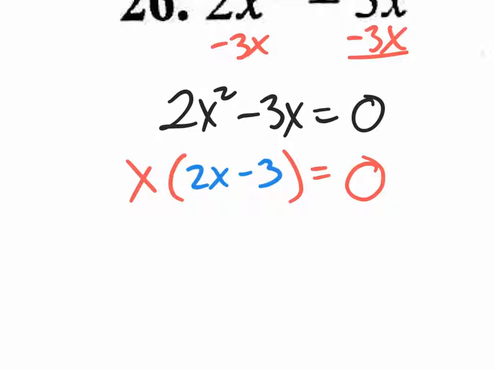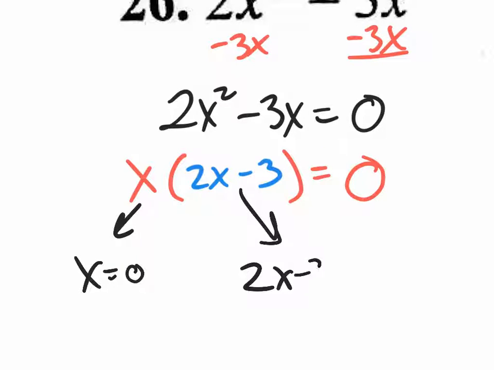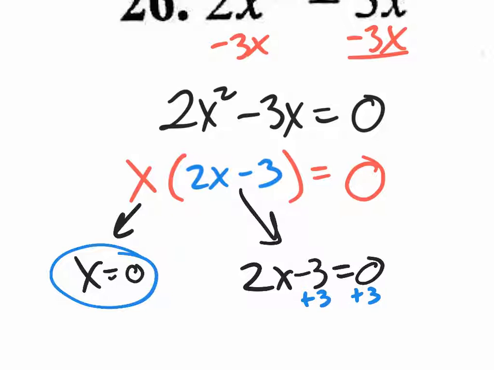Might as well go through with it. We split it, x is going to equal 0. This is going to equal 0. And you solve both. This one's already solved for you. Over here, plus 3, plus 3.